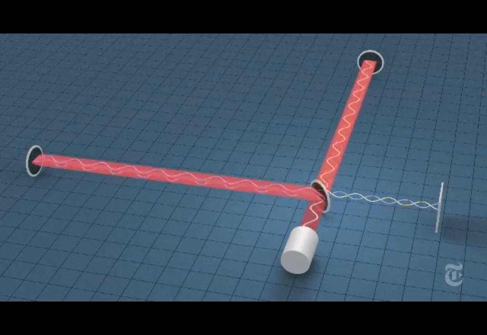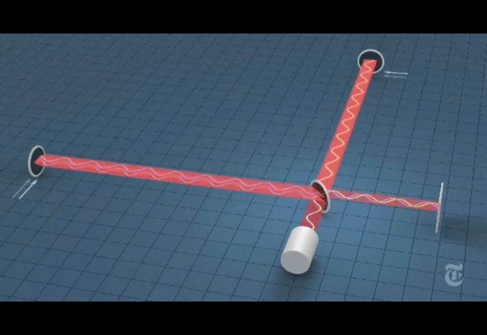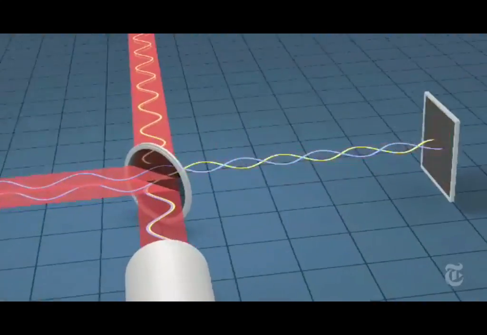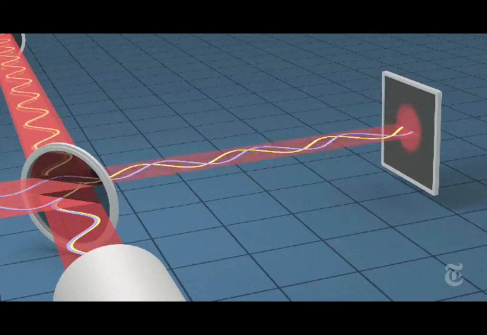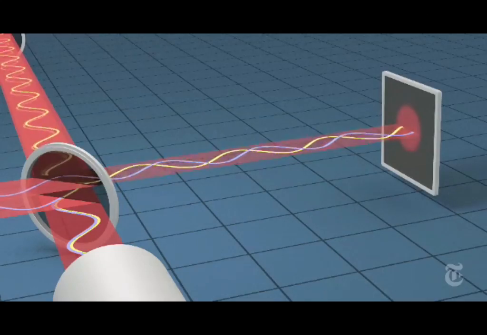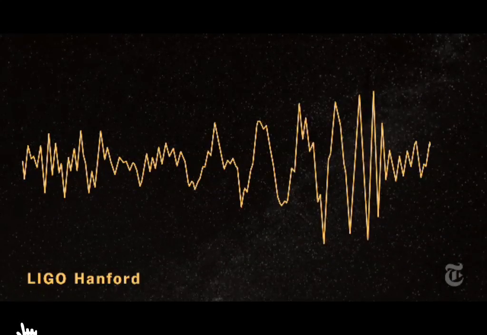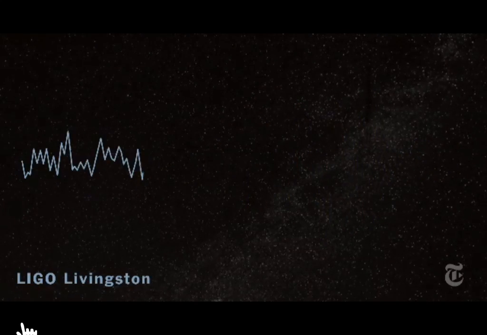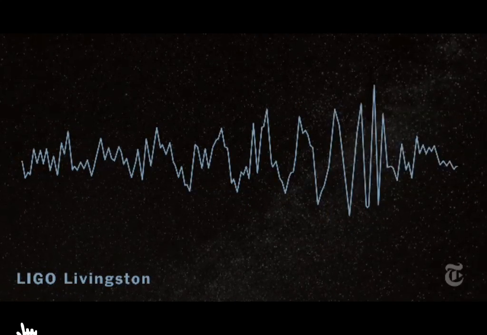But a passing gravitational wave would stretch one arm and squeeze the other. The resulting discrepancy is tiny, a fraction of the width of a proton, but enough to misalign the beams and light up the detector in a rhythmic pattern. On the 14th of September 2015, LIGO detected a flickering light and turned it into a sound wave.